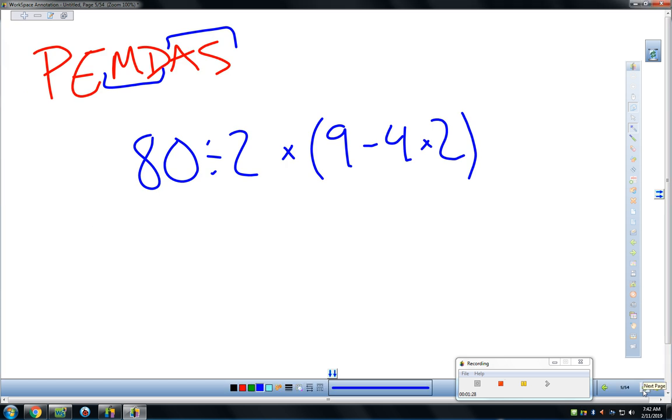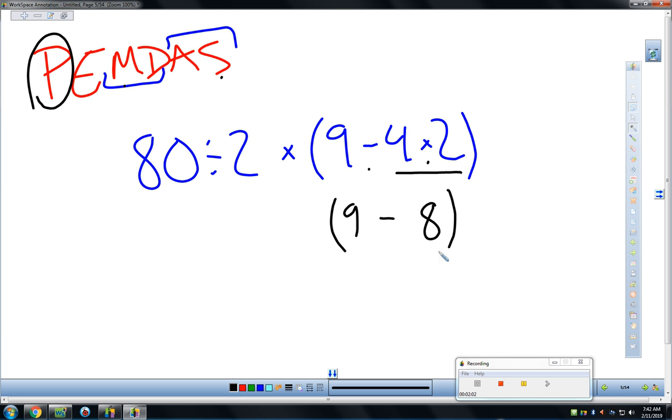Here's a problem. 80 divided by 2 times, good morning Elise Moeller, times 9 minus 4 times 2. And so we ask ourselves, what are we going to do first? We are going to do anything that is in parentheses. So inside these parentheses, am I going to subtract or am I going to multiply? And because multiplication comes before subtraction, we're going to start with 4 times 2. 4 times 2 is 8. And then everything else right now stays the exact same.